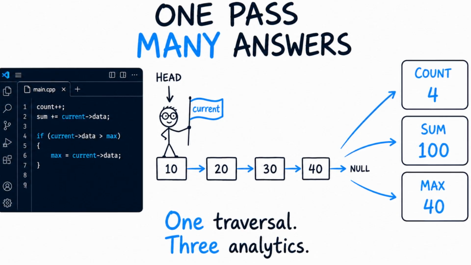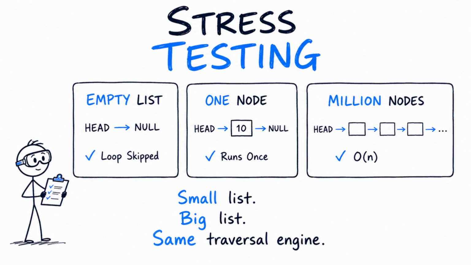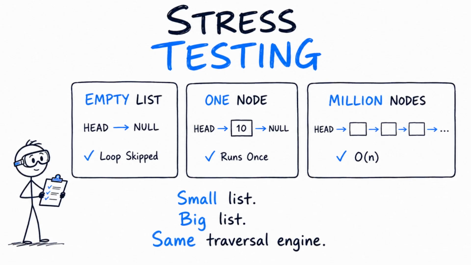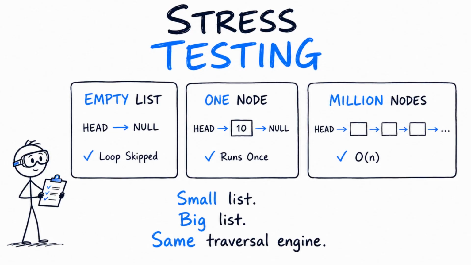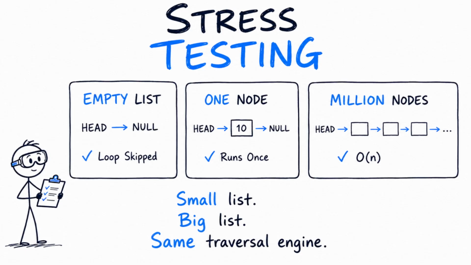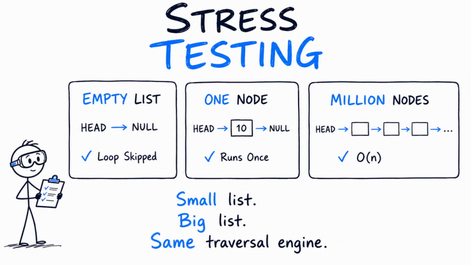It's incredibly efficient. Let's put this thing under pressure and stress test it. How does it handle an empty list where the head is already null? It gracefully bypasses execution entirely. A single node list, it runs exactly once and safely stops. What about a massive list with a million nodes? It scales linearly. Time complexity is strictly O of n because it visits every single node, proving our engine can handle any extreme road bumps you throw at it.